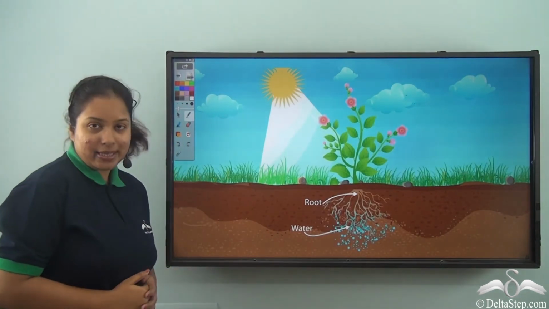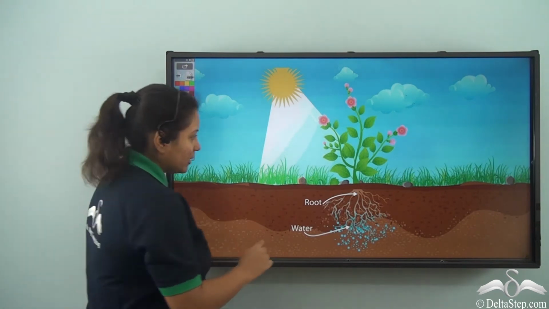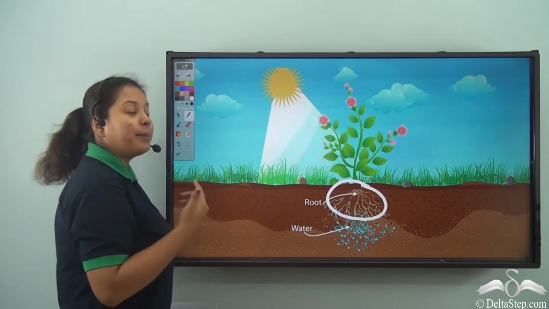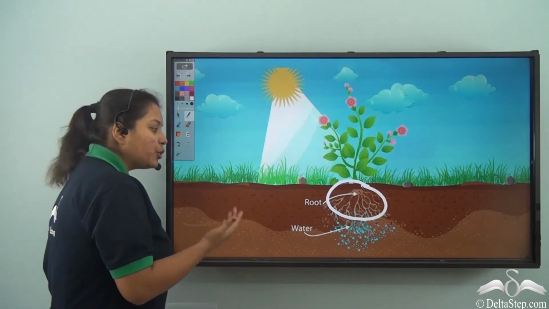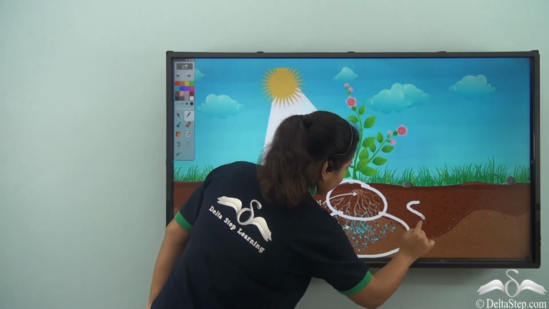Over here, you can see how a root is sucking up water from the soil. See, this is a plant with its roots, which has the main root, secondary root and root hairs, and they are sucking water from the soil.